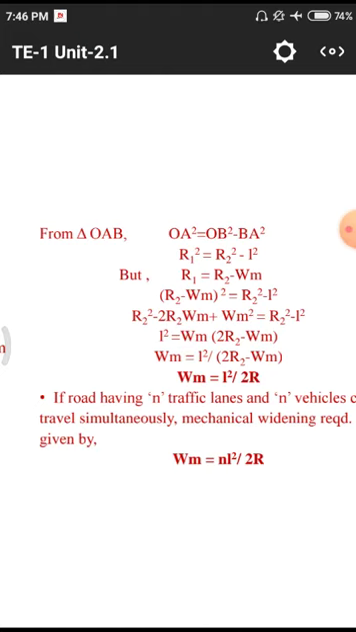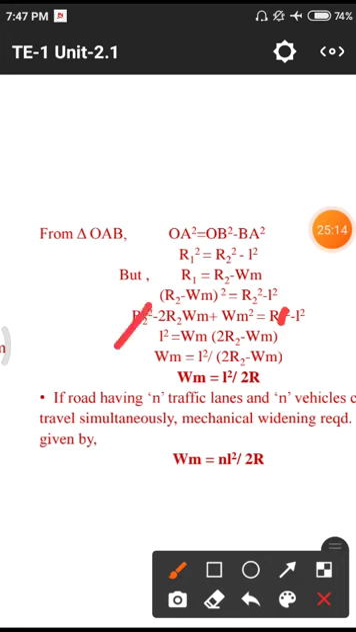Simply, with the total formula in terms of R2 and length, we will get WM easily. R2 square minus 2 R2 WM plus WM square equals R2 square minus L square. Eliminating R2 square, which has a positive sign on both sides, we get WM square minus 2 R2 WM equal to minus L square.